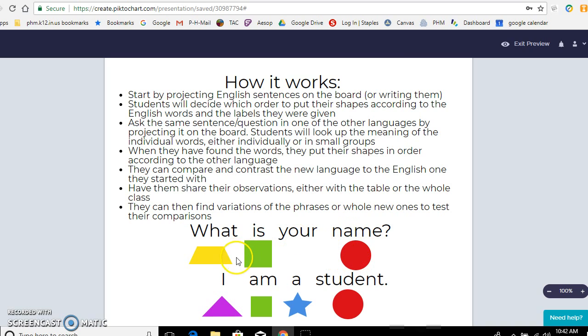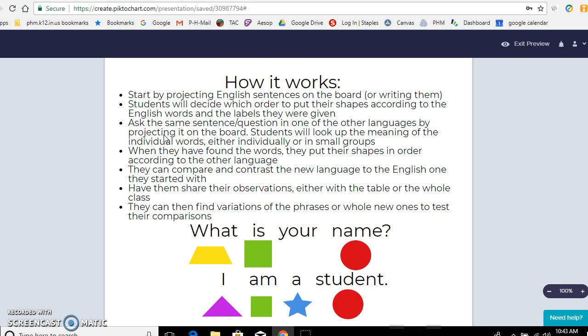So then maybe they do "I am a student" after that, and they know that I would be the pronoun, am is the verb, a is an article, and student is a noun. You could do however many of these you feel you needed to. Maybe this is something that you did at the very beginning of the class, just so that they started to recognize English sentence structures, however you would want to do that. But maybe you'd spend some time doing English first.